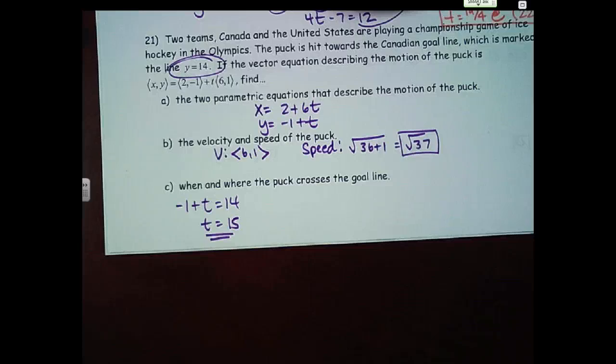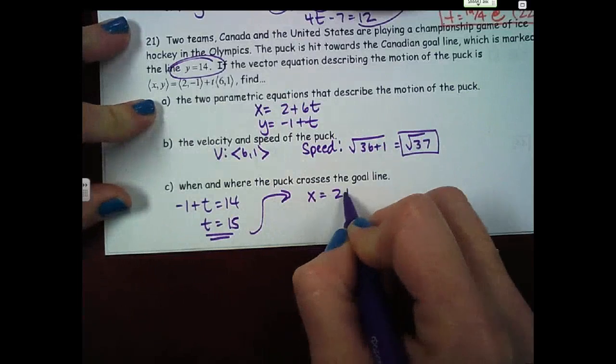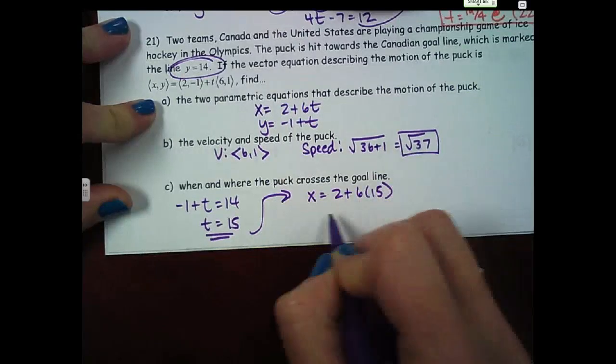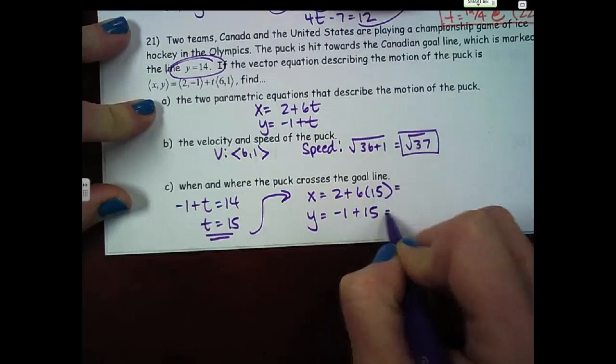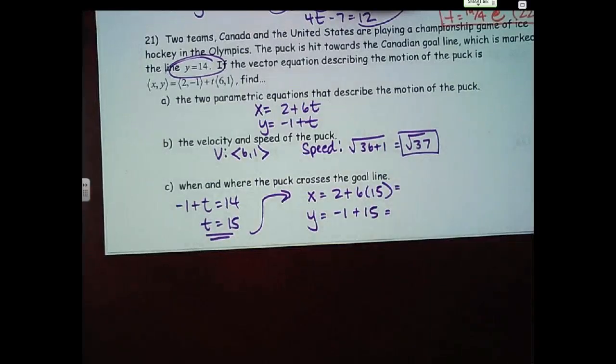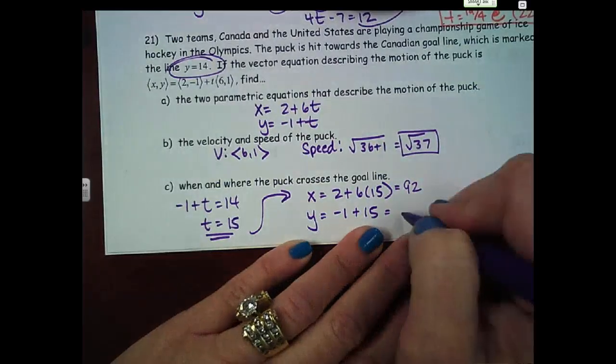So that's my when. How do you find where? What are you going to do to find where now? Plug time back into A, correct? So take that and say, all right, to find my x value, I want 2 plus 6 times 15. And to find my y value, I want -1 plus 15. You can use your calculator. 2 plus 6 times 15 is 92. And the -1 plus 15 is 14.